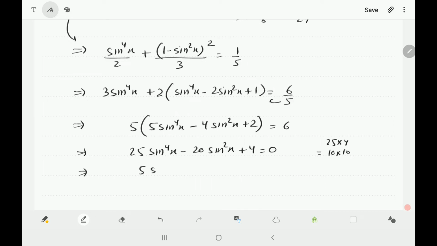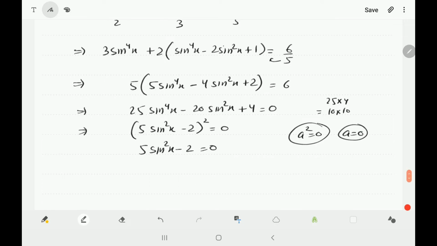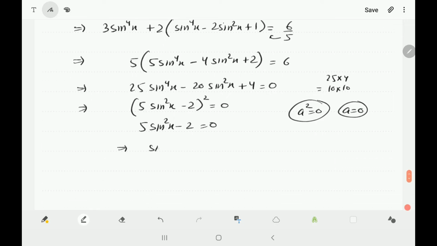You can write this as (5 sin²x − 2)² = 0, because (a − b)² for 5 sin²x gives 25 sin⁴x plus 4 minus 2 into 5, which is 20. So you now have the value that 5 sin²x − 2 will be equal to 0, because if a² is equal to 0 and a is a real number, then definitely a will be equal to 0. So we will have the value of sin²x as 2 by 5.